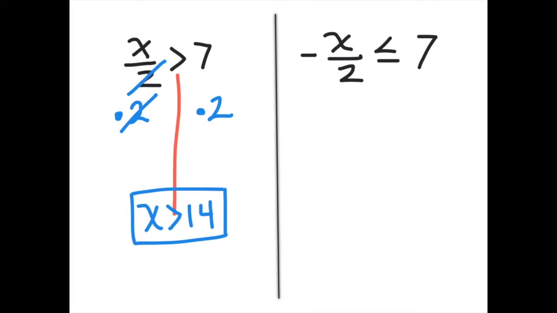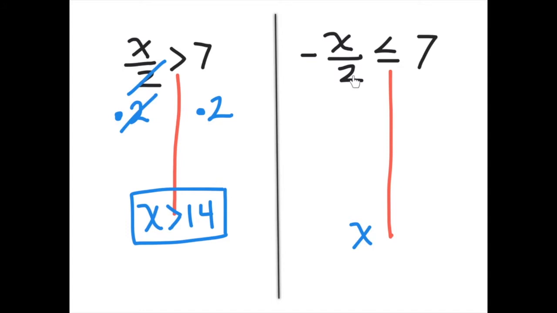Now on the right side, we have negative x over 2 is less or equal than 7. So the key here is to not only look at this 2 dividing, but see this as a negative 2. Let's just say that the 2 is going to take the negative with it. So we will start the same way. We're going to put our line. Again, our goal is to leave x alone.